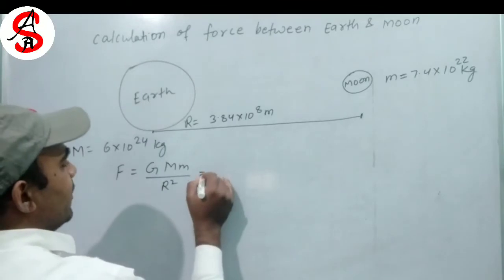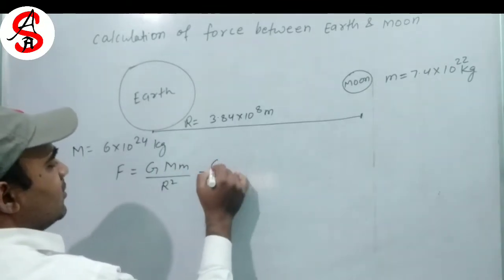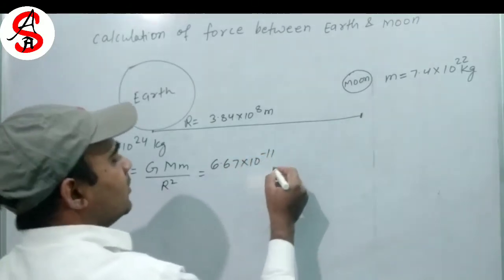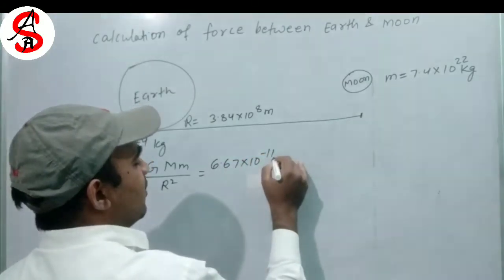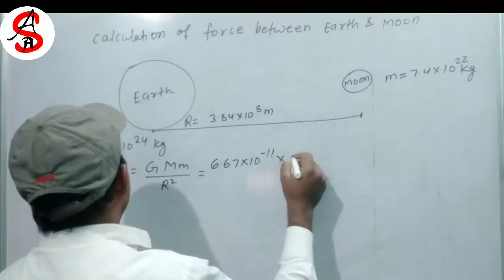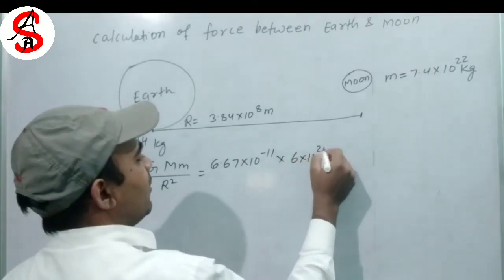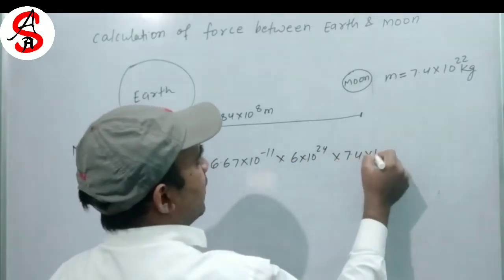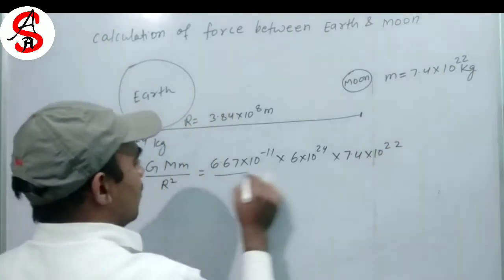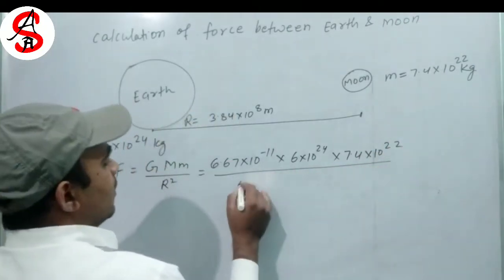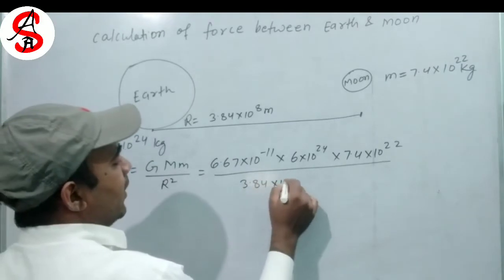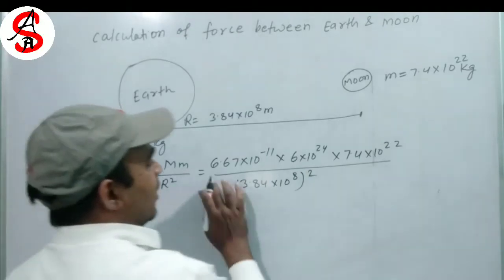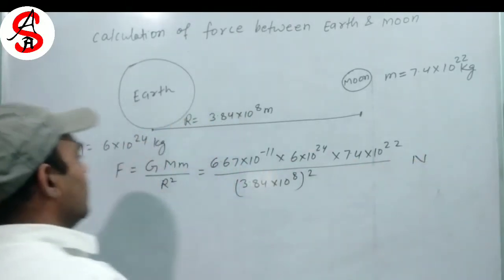Now calculate, putting the value of G, 6.67 into 10 to the power minus 11 Newton meter square per kg square, into 6 into 10 to the power 24 kg into 7.4 into 10 to the power 22 kg, upon r, 3.84 into 10 to the power 8 meter, whole square. This will be calculated in Newton because this is the force.